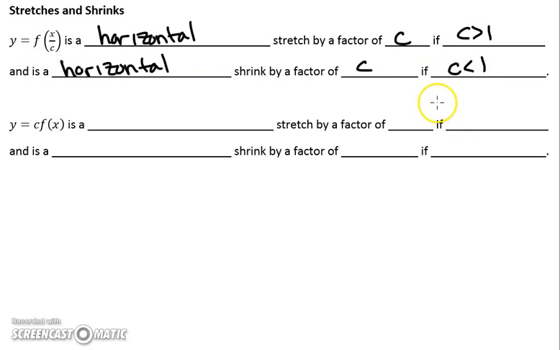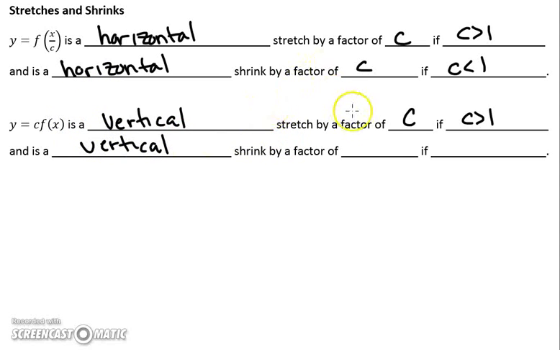Now, if we have c times f of x, this is going to be a vertical stretch by factor c, if c is greater than 1. And it's going to be a vertical shrink by factor of c, if c is less than 1. So, horizontal is going to be if we're dividing on the inside. Vertical is going to be if we're multiplying on the outside.